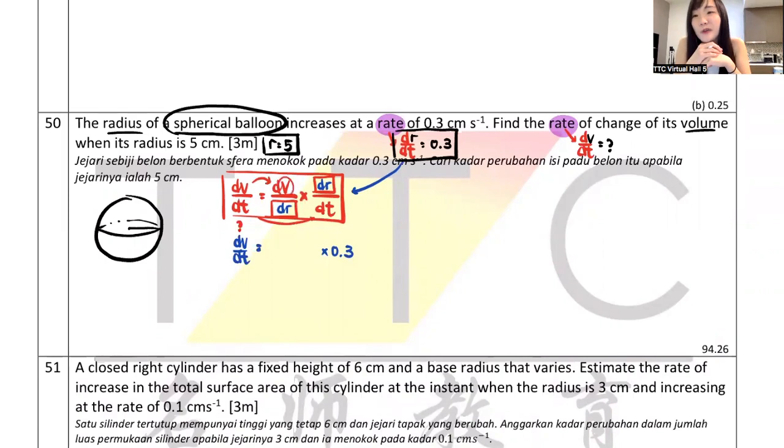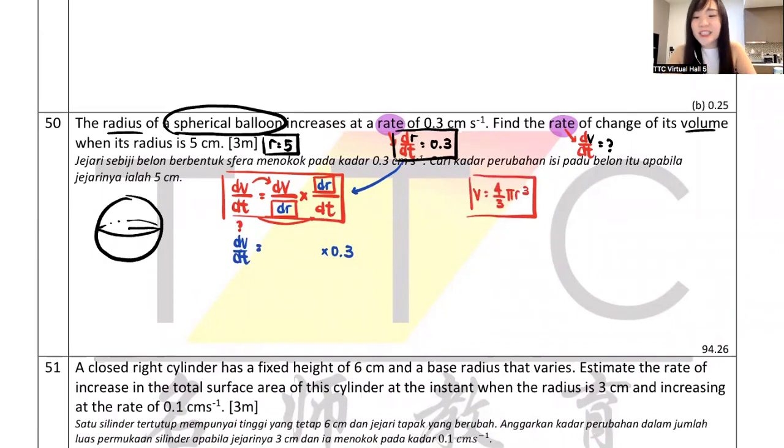And V does have an equation. Which equation? You are doing a sphere shape, so you must memorize the volume formula for a sphere. Can anyone tell me the volume formula for a sphere? Thank you. The volume formula for a sphere, guys: 4/3 pi r cubed.